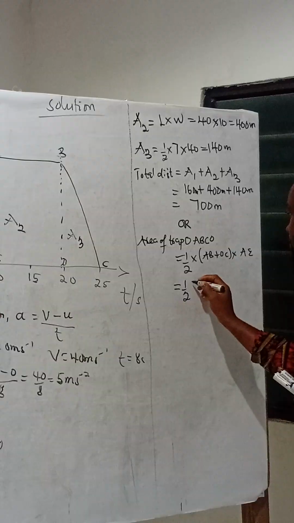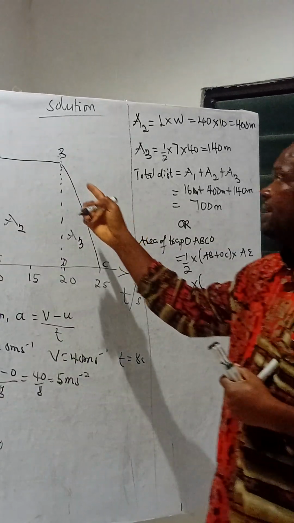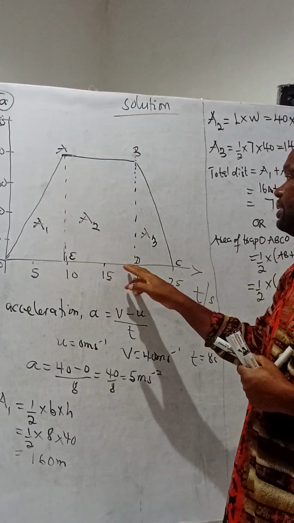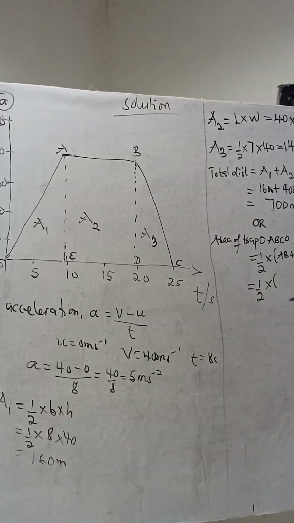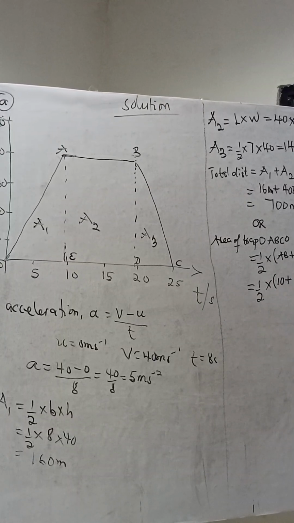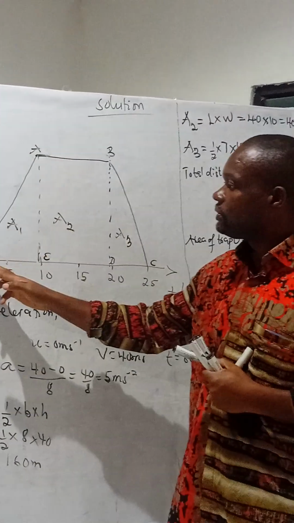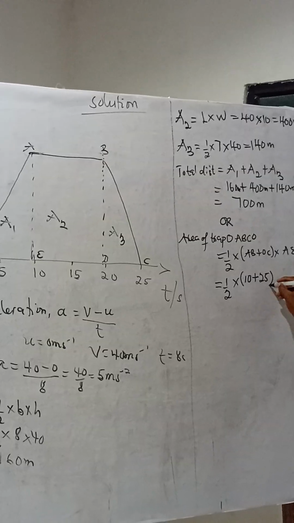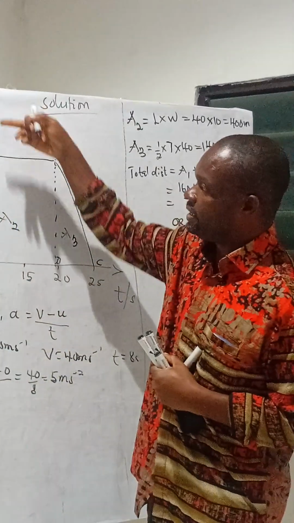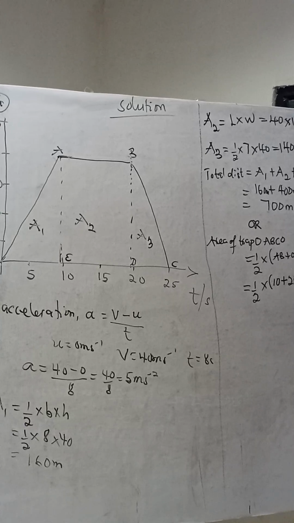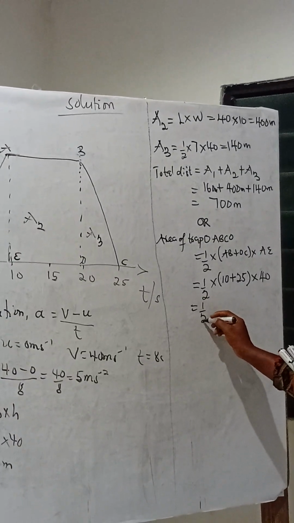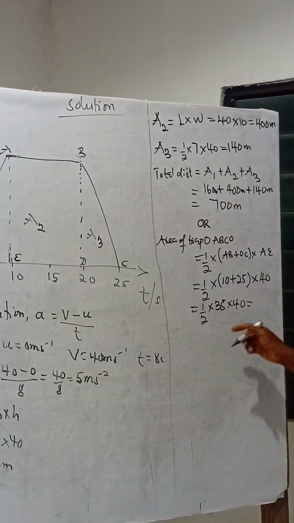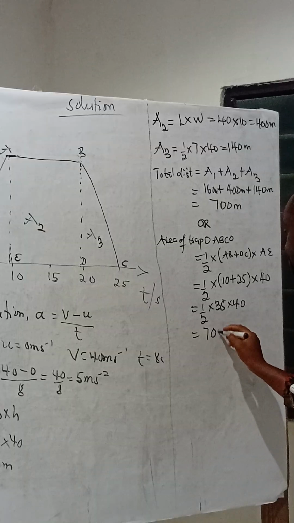Half times, what is AB? AB is the interval between A and B. From 8 to 18, that will be 10. Plus OC. What is OC? OC is from 0 to 25. So 25 times AE. What is AE? AE is 40. So the whole thing is going to be half times 35 times 40. And when you calculate this, you are going to get 700 meters.